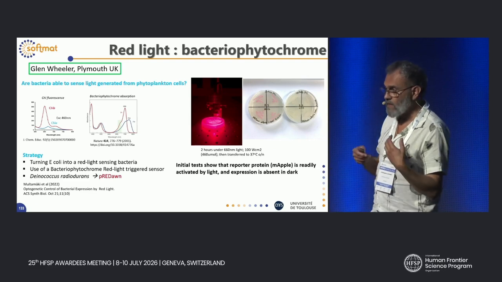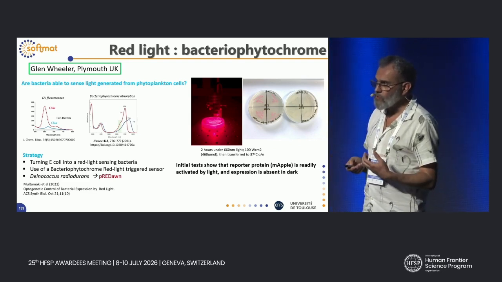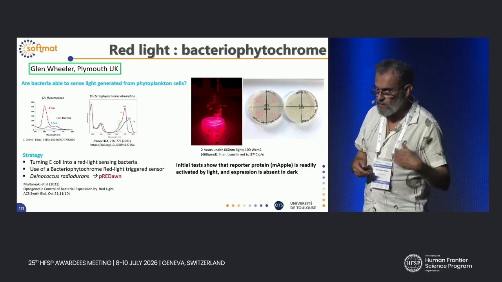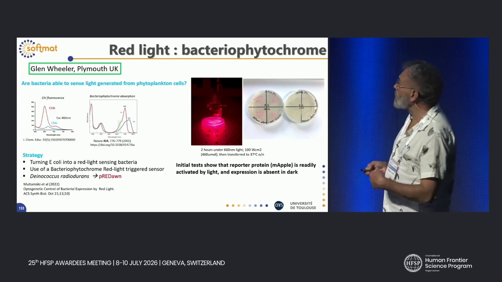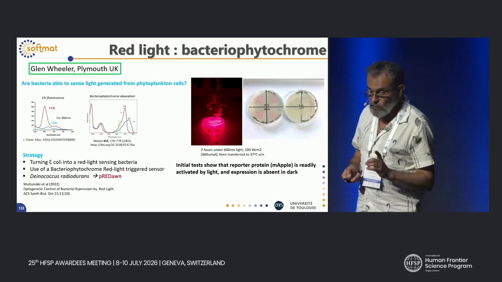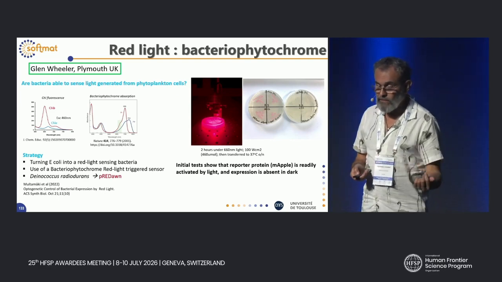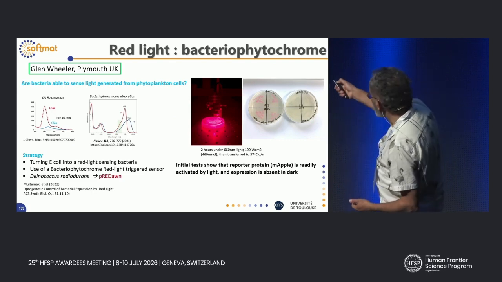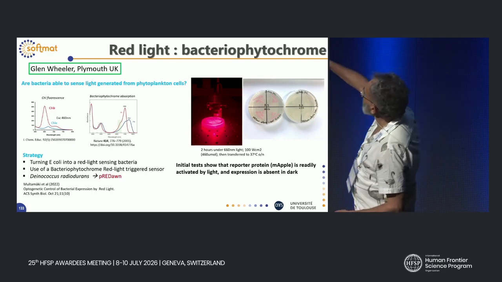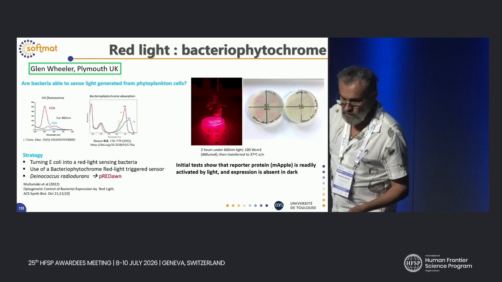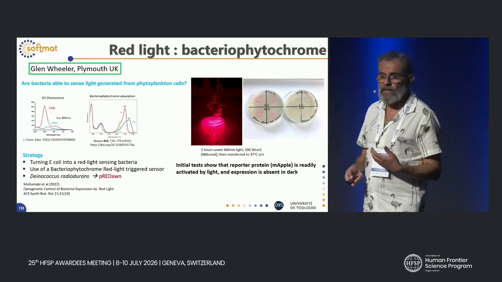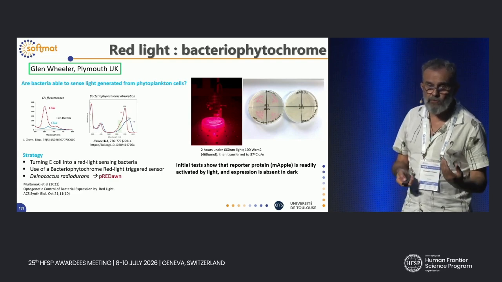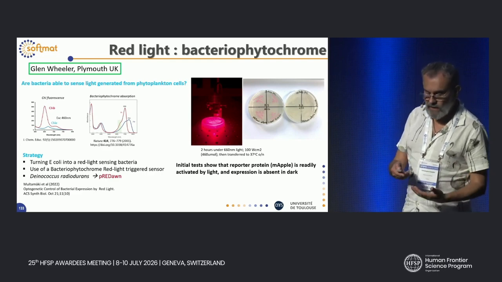So basically, if the construction is active, then the gene will be expressed, and you will see this red light coming out. And that's what they've done, so it's very successful. The only problem we have now is that the bacteriophytochrome has a band at 400 nanometers, which is basically blue light. So you can wonder if the bacteriophytochrome will also respond to blue light, despite everything being set for red light only.